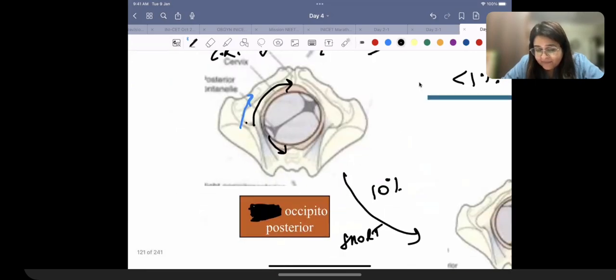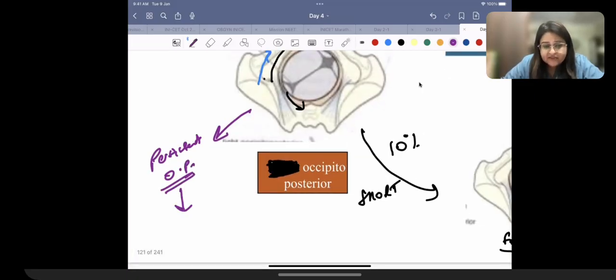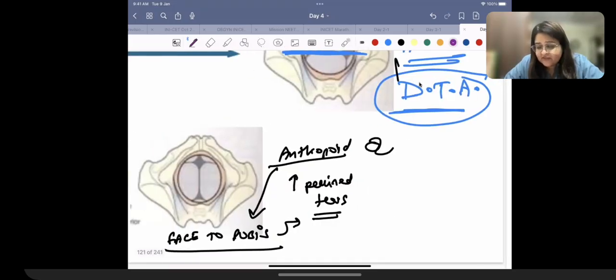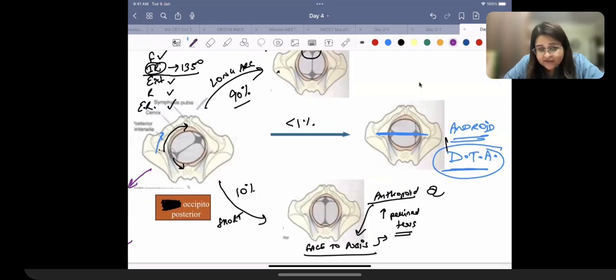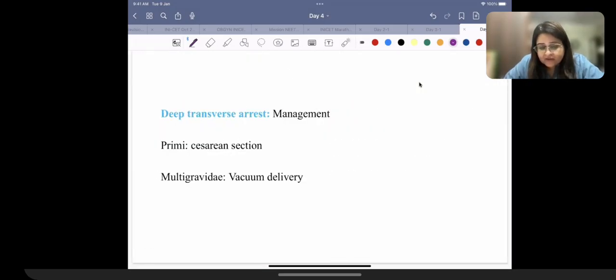Okay? And what else you should know is one more thing can happen. That is, nothing happens. It remains like this. No rotation happens at all. This is called persistent occipito-posterior. Okay, and if it's persistent OP, you will do a cesarean section. In a deep transverse arrest, you have a choice. Okay, so DTA you can deliver either by a vacuum delivery, or by a cesarean section.